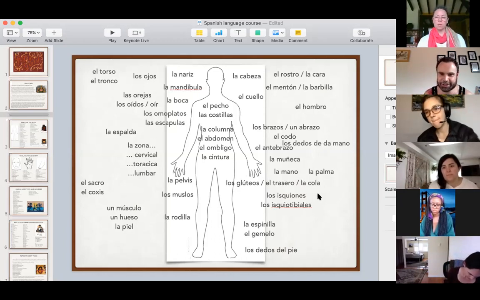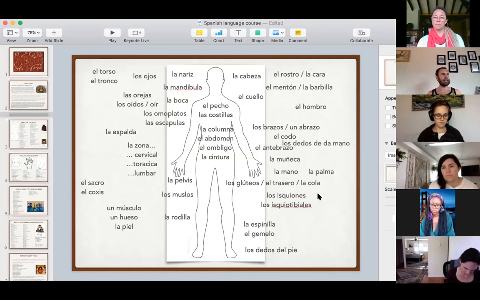All right, good. What about posterior? Tu posterior. I think that it's a very vague word. Posterior could really be used to refer to any part of your back body. So if in doubt, talk about los glúteos, el trasero, o la cola.